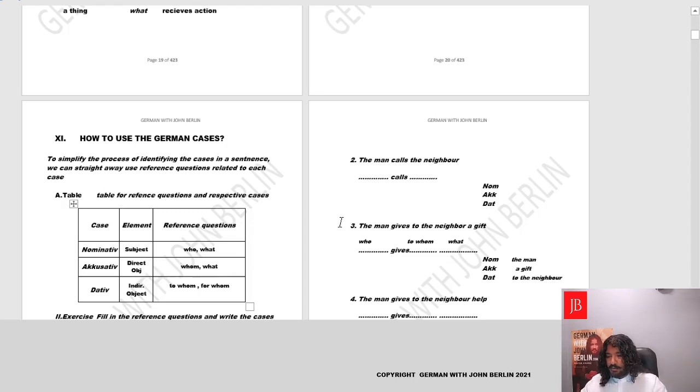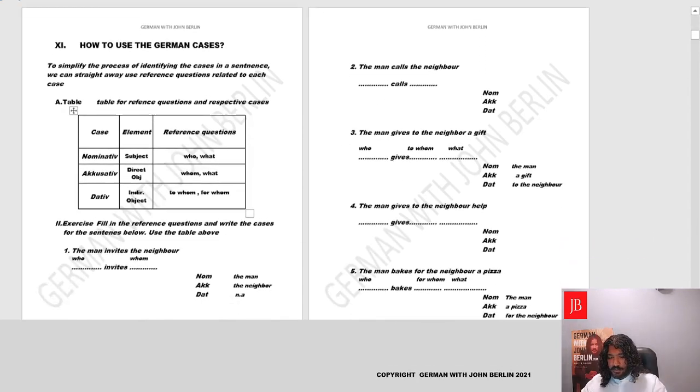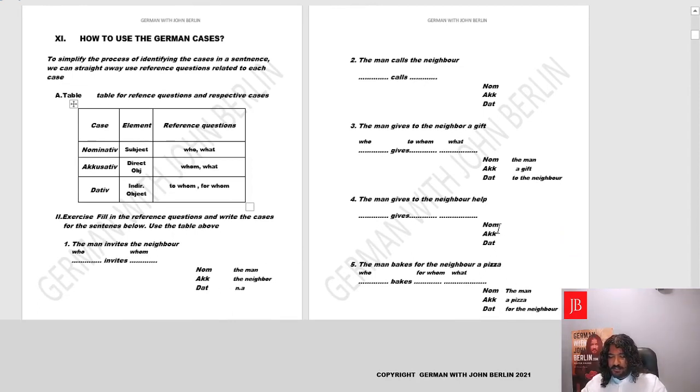Moving forward, here are some sentences. I'll do a few with you, namely five or six. Now, the man invites the neighbor. So basically, what would be the question? Who, nominative. Invites whom? Accusative. So the man is nominative. The neighbor is accusative. Is there any dative? No, there's no dative here.